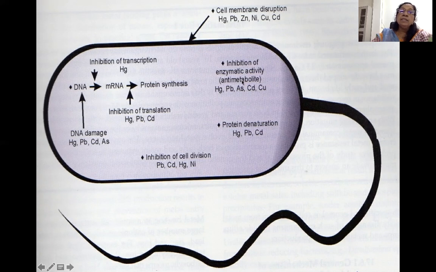Then enzyme activity is also inhibited by heavy metals like mercury, lead, arsenic, cadmium, and copper. And protein denaturation occurs by heavy metals like mercury, lead, and cadmium. Cell division is also inhibited by certain heavy metals like lead, cadmium, mercury, and nickel.